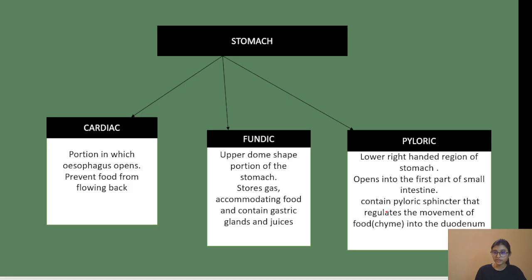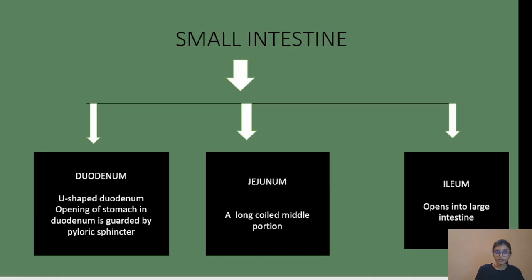opening of the small intestine, and they again have the sphincter that regulates the movement of food chyme into the duodenum. So basically chyme is what here? Chyme is the food material present in the stomach, the more acidic one we can say in comparison to the small intestine, and the food that is being digested in the stomach is called chyme. They will enter into the small intestine.